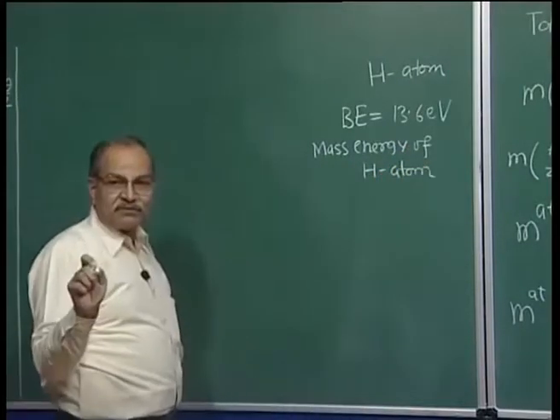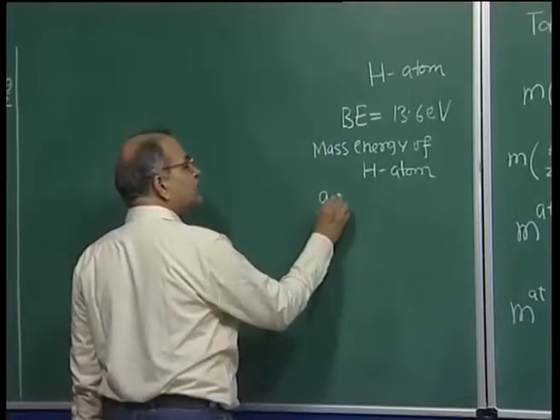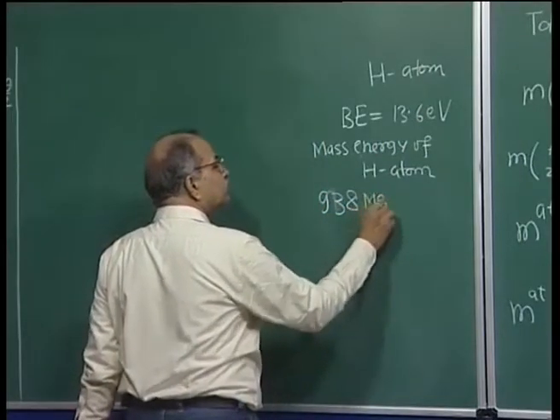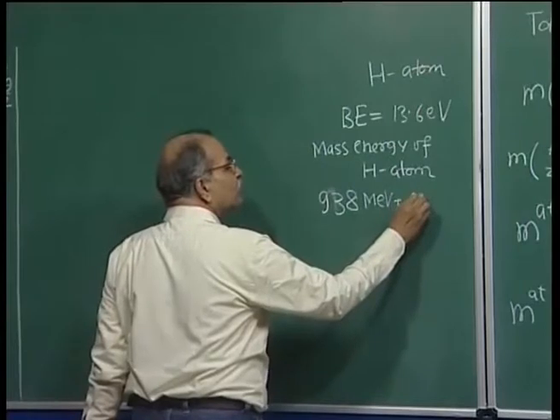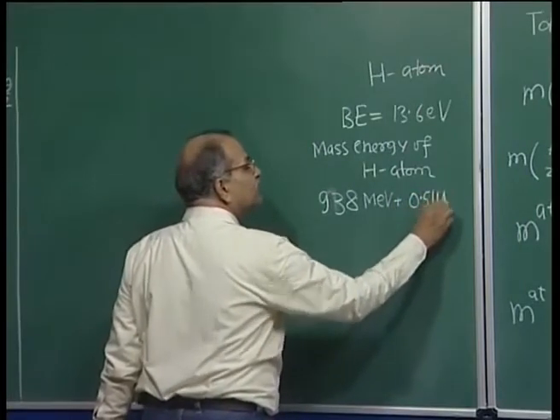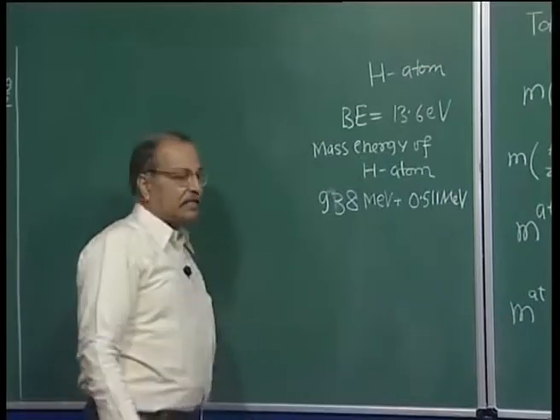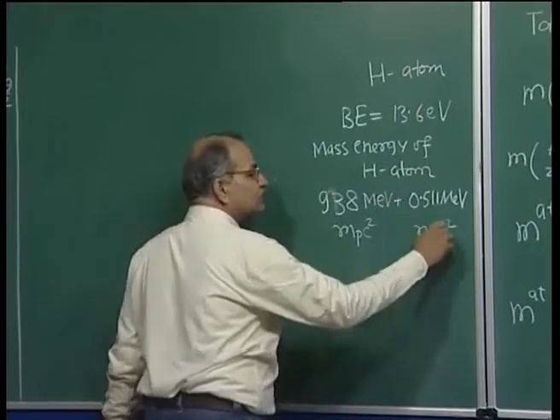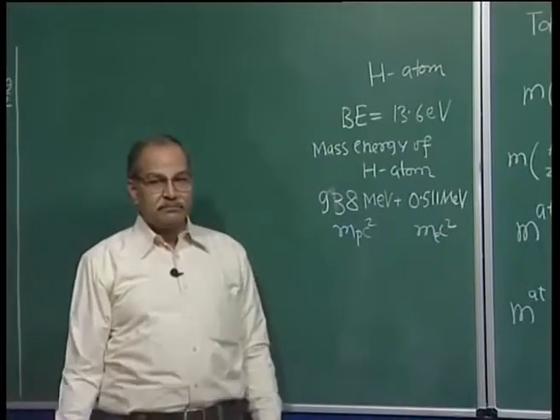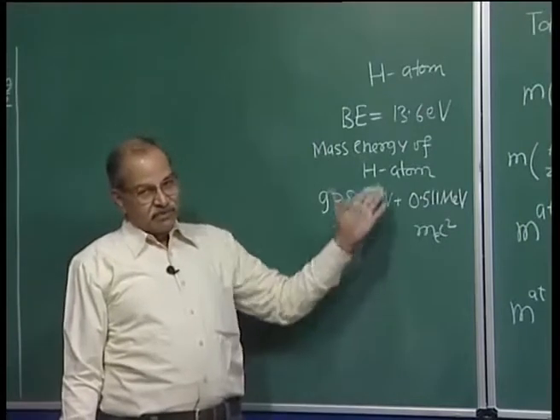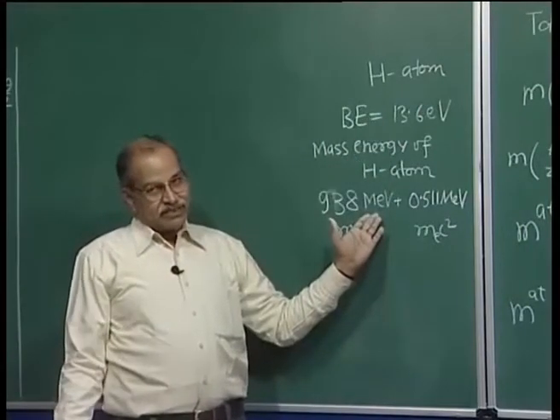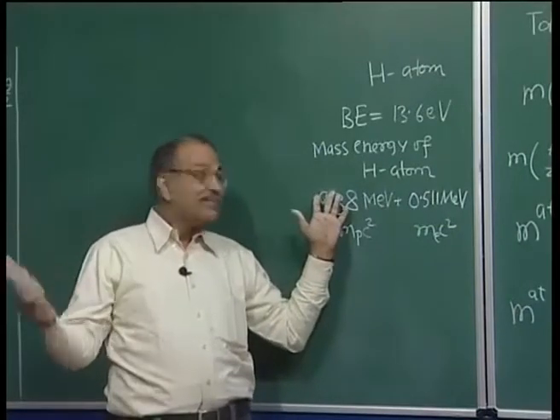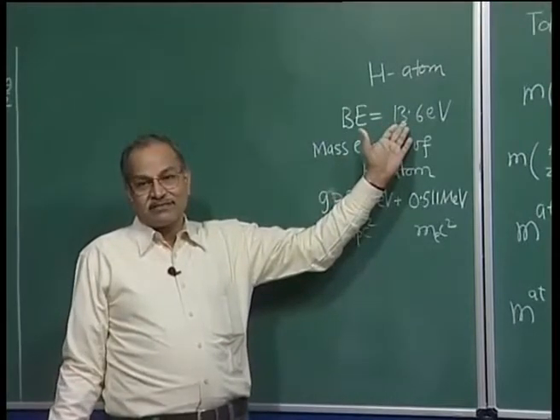You have one proton. One proton mass itself is 938 MeV, plus 0.511 MeV. This is mass M_p c squared, and this is M_e c squared. So, compare binding energy with the mass energy. This is coming close to 1000 mega electron volt, and this is just 10 electron volts, right.